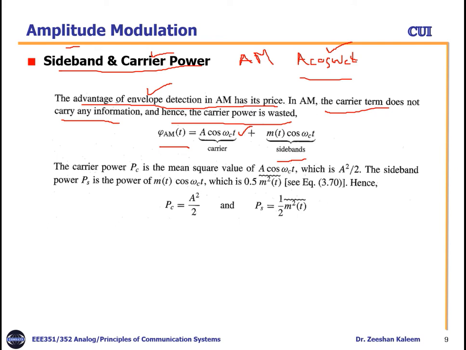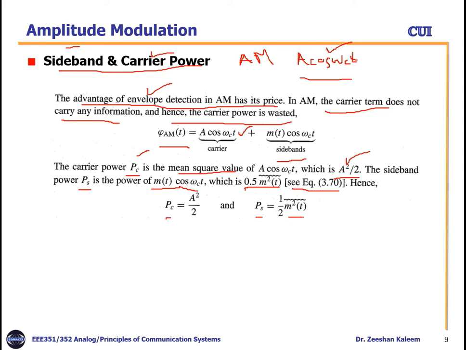The carrier power, which we represent as PC, is the mean square value of A cos omega ct, which is A square over 2. So for the carrier, we have a mean square power of A square over 2. The sideband power PS is the power of m(t) cos omega ct, which can be given as 0.5 m square t. How did this equation come? You can refer to equation 3.70 of the book. Hence, PC, we have a carrier power A square over 2, and PS, we have a sideband power half m square t.